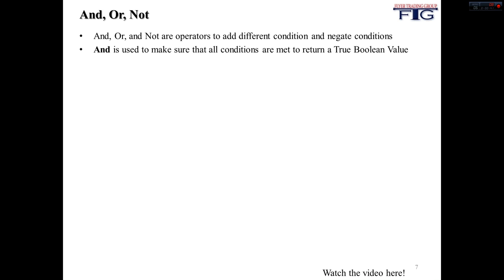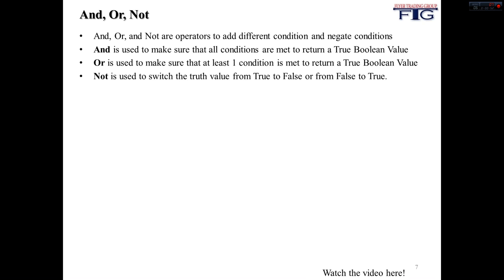So kind of just going through this, there are different operators that can add different conditions to a list, and they can negate conditions. And is used to make sure that all returns are met, return a true Boolean value. Or is used to say that at least one, and you only need one, return a true Boolean value. Not is actually used to switch things from true to false or false to true.